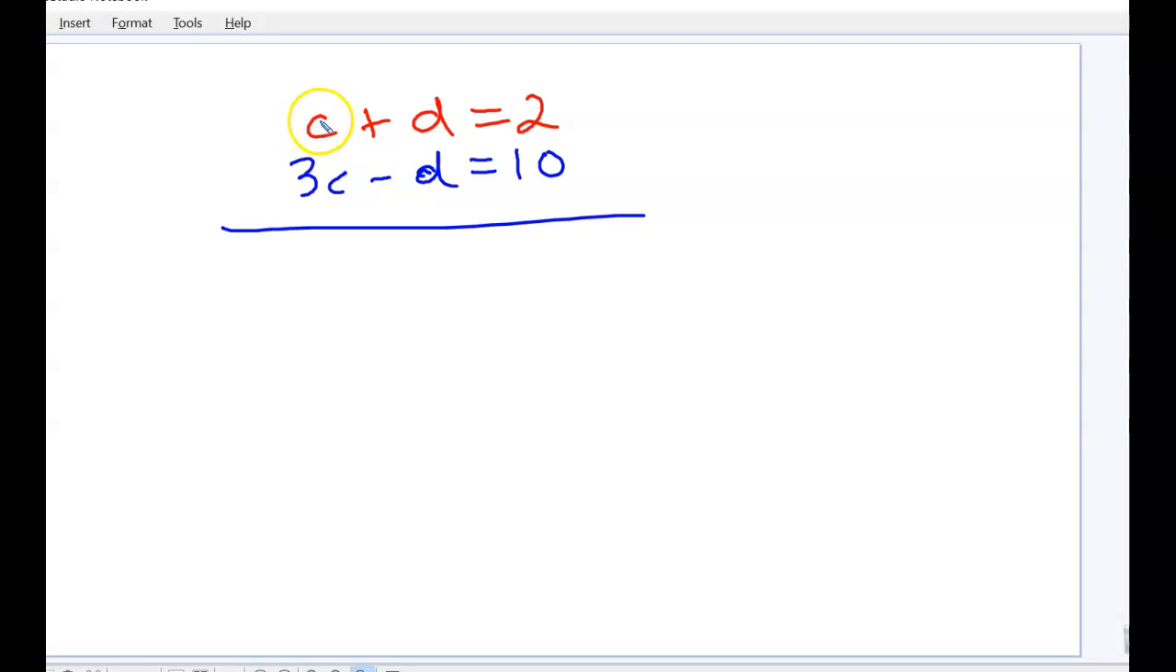And now I'm just going to add. So 1c plus 3c is 4c. The d's are going to cancel, and this is going to equal 12.